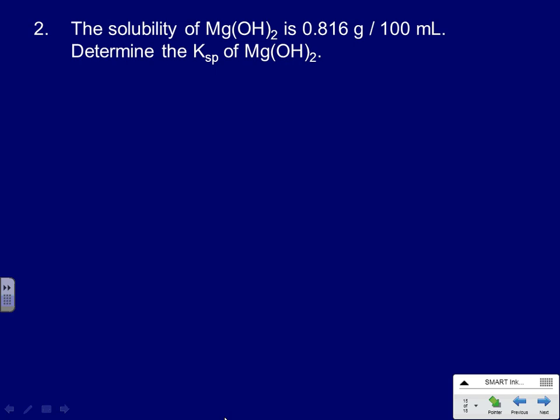What do I have to do with this one? Yep. Into moles per liter. Yeah, and then put it into whatever the MX one is for that thing. You bet. So I've got to turn the 0.816 grams per 100 milliliters into moles per liter. I could do a good old C equals N over V, right? V is 0.1 liters. I just need to figure out how many moles of magnesium hydroxide is in 0.816 grams.